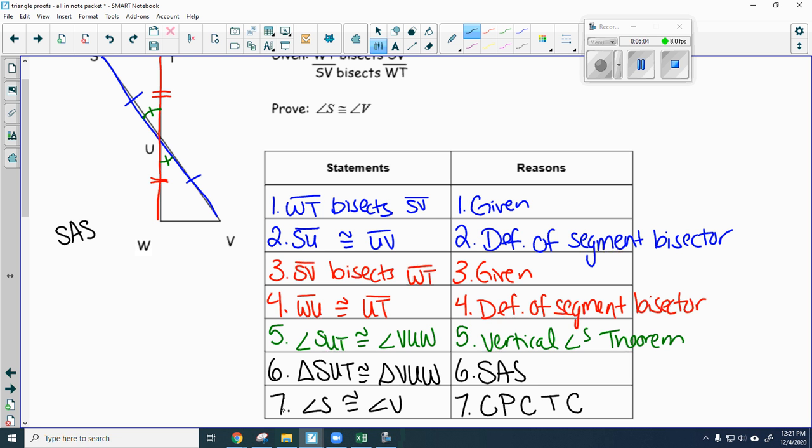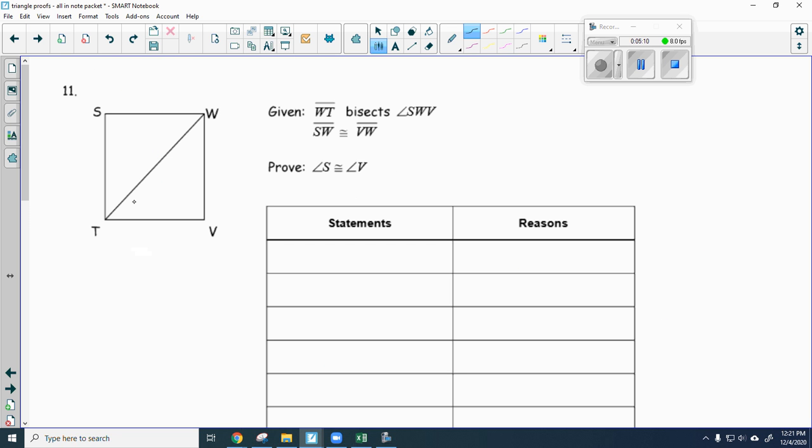Let's jump to number 11. Let's do an angle bisector. Okay, so this time we are told, I'm just going to jump right in with the given here. WT bisects angle SWV. So I want you to take a second on your own first and figure out where that angle is. And I'll trace it here in a minute.